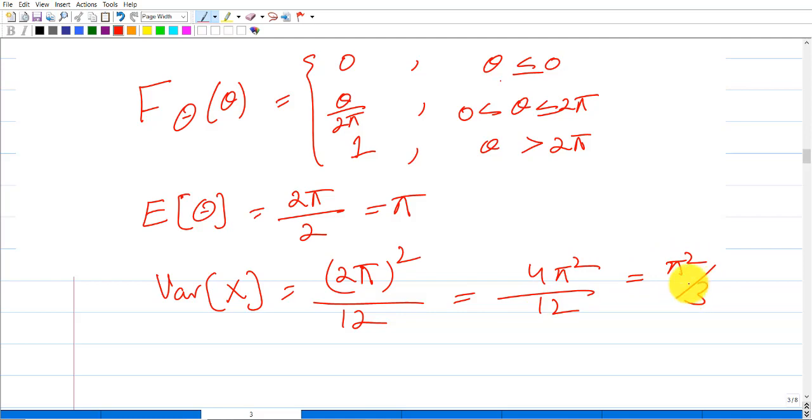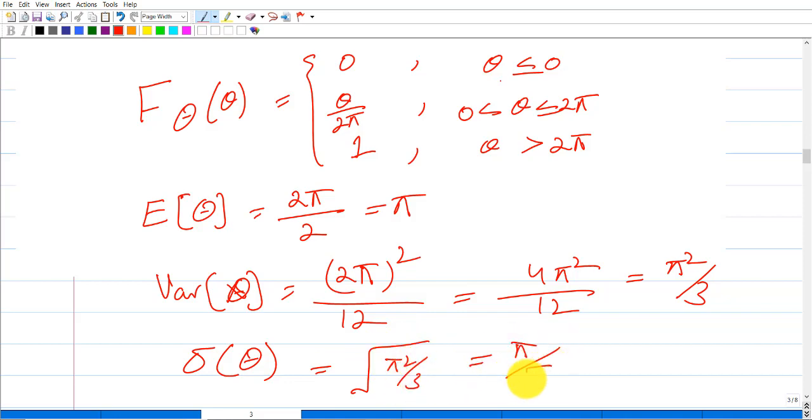So we have seen that it is a family of random variables, the uniform random variable. It's quite easy to analyze: to find its CDF, its expected value, and the variance, so that we can analyze how this uniform random variable is behaving. Similarly, for theta, the standard deviation will be the square root of pi square by 3, which is pi over square root of 3.